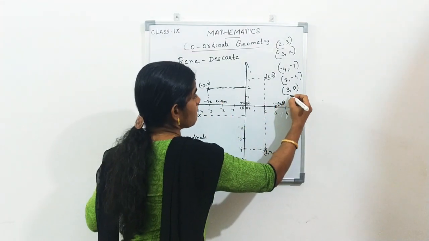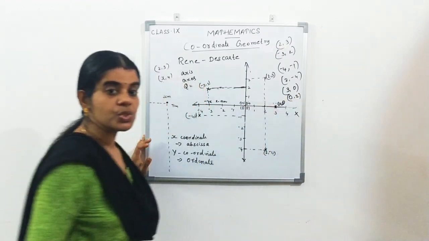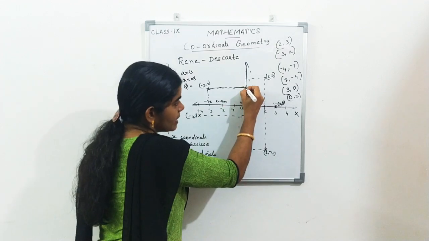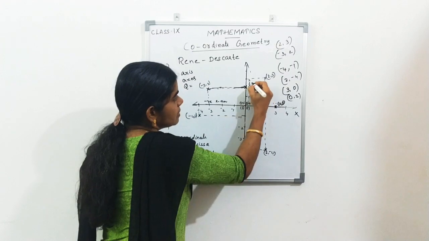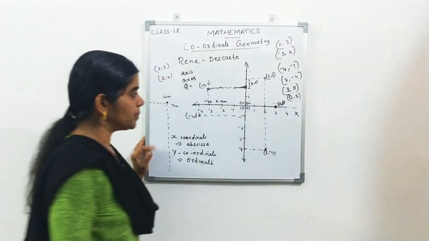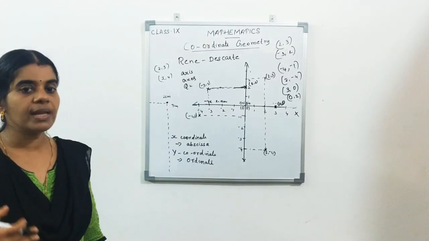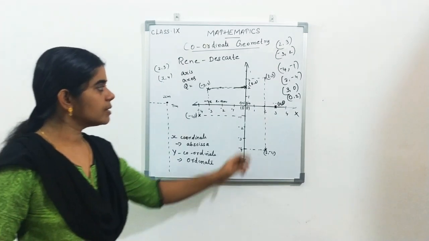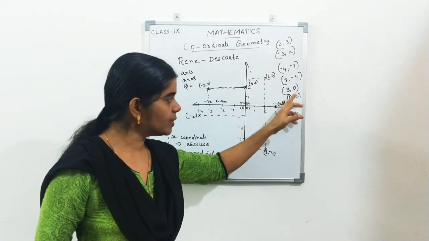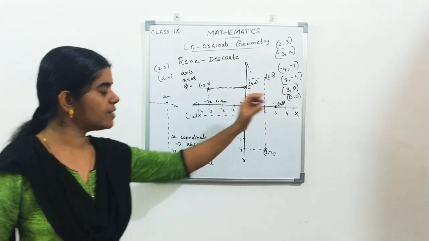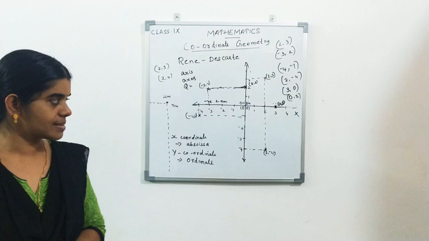Next I am writing 0, 2. Here x is 0 and y is 2. Where is 2? Y is 2 here, x is 0. Therefore, this will be the point 0, 2. When the x coordinate is 0, that point will be on the y-axis. If y is equal to 0, that point will be on the x-axis.